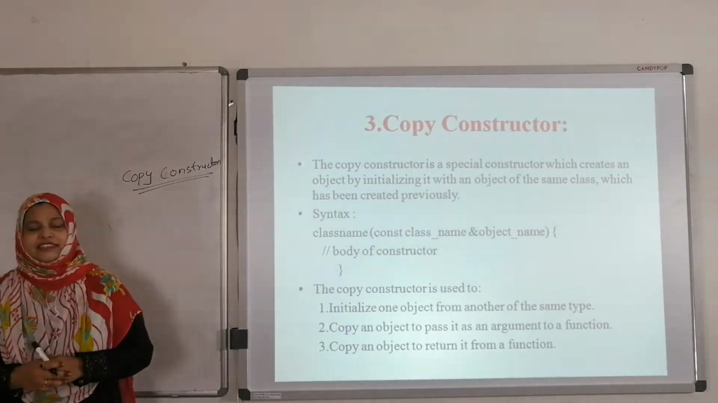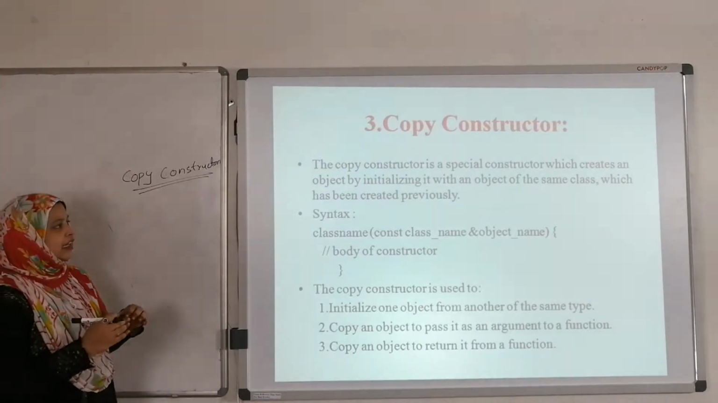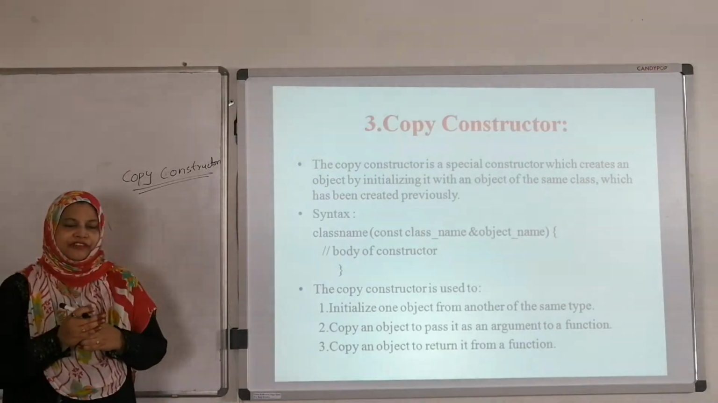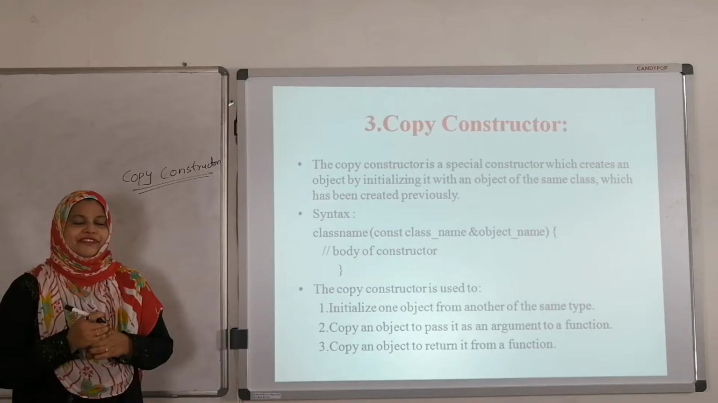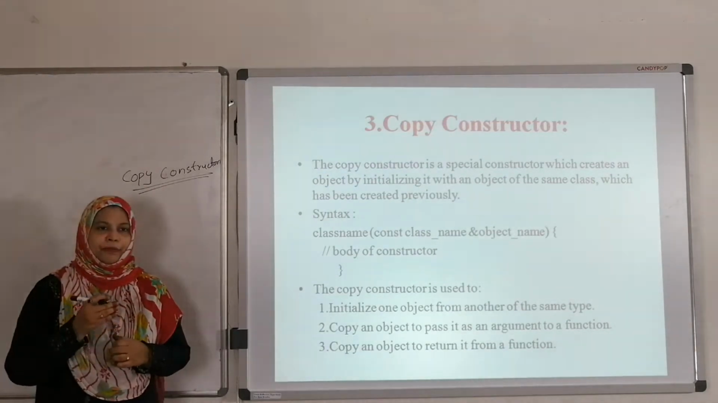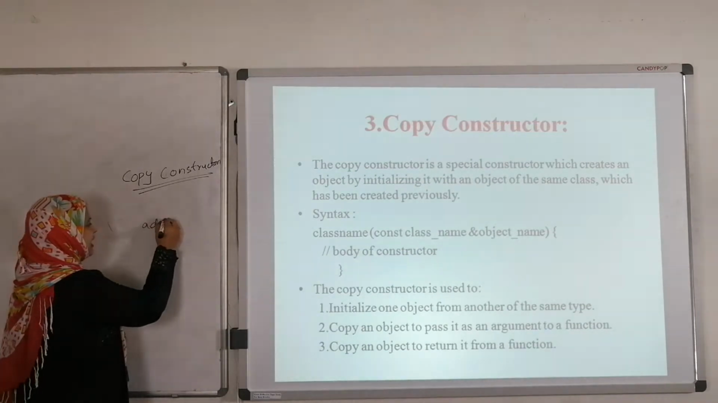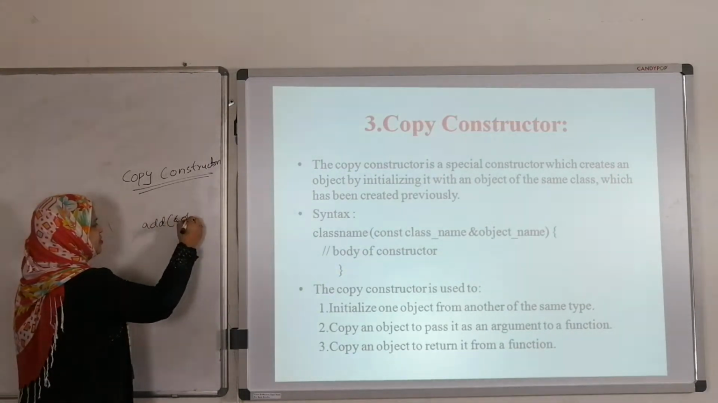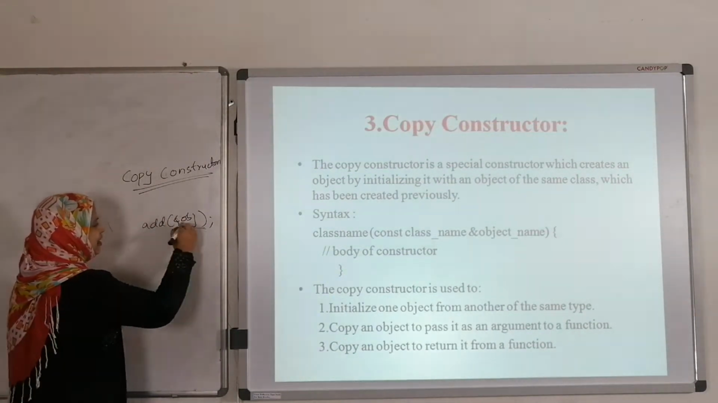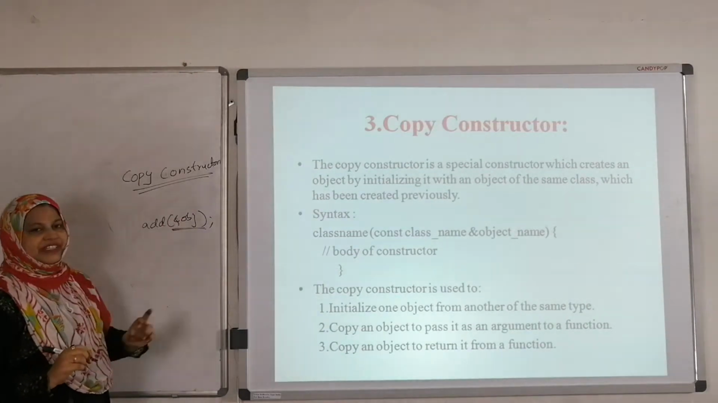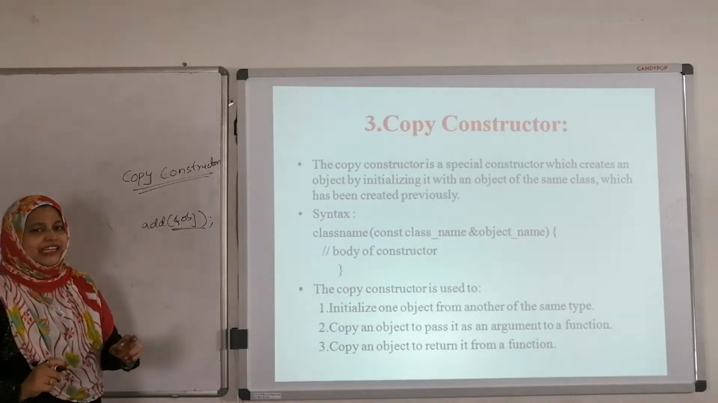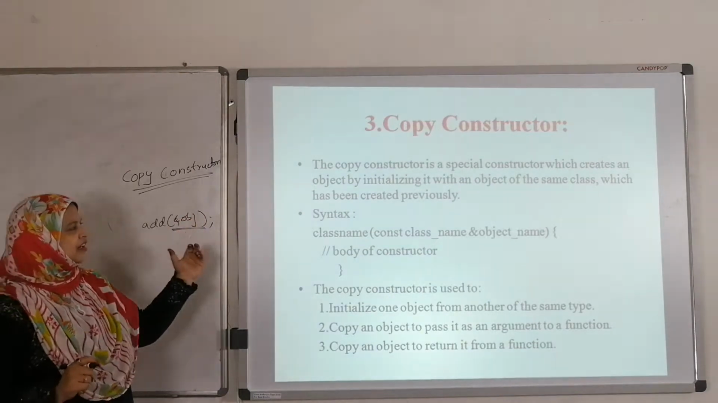In a copy constructor, we copy an object, and we can pass that copy of the object as the parameter. For example, add obj. Here we are passing the copy of the object.